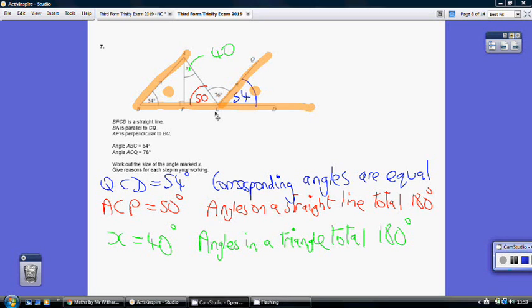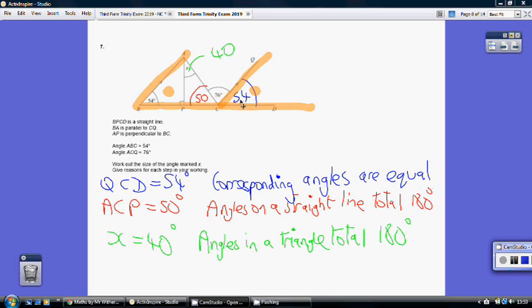So the way I've done it, I've kicked off by working out that this angle QCD is 54 degrees, and I've done that by way of the F angle rule, that what I've just popped in the orange highlighter. So that's the corresponding angles being equal. That angle there is the same as that angle there, because that is a straight line, and that line AB is parallel to the line QC. So that was my first step, starting point. That angle QCD, Q to C to D, equals 54 degrees because corresponding angles are equal.